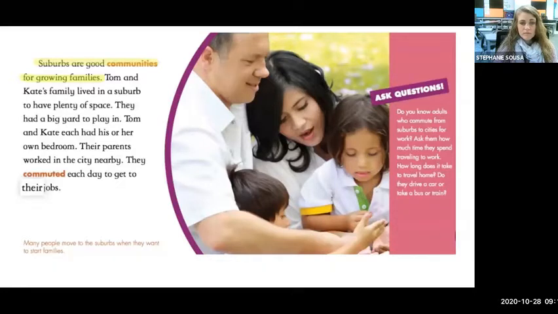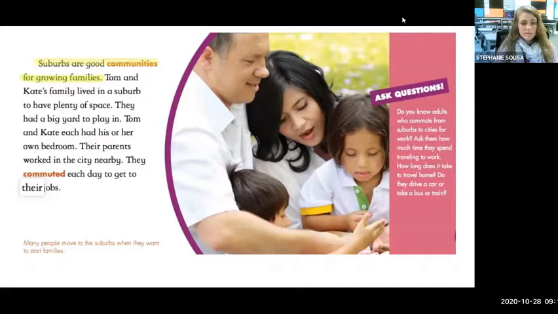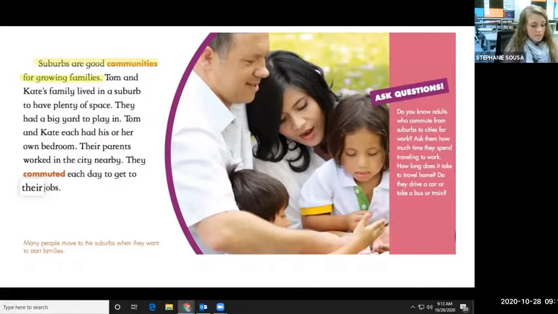Suburbs are good communities for growing families. Tom and Kate's family lived in a suburb to have plenty of space. They had a big yard to play in. Tom and Kate each had his or her own bedroom. Their parents worked in the city nearby. They commuted each day to get to their jobs. What facts do you see in this text?